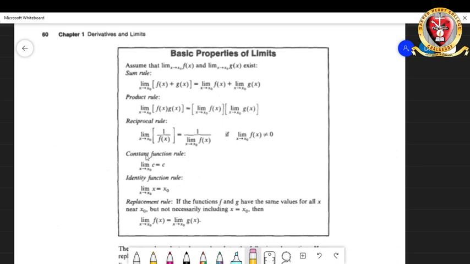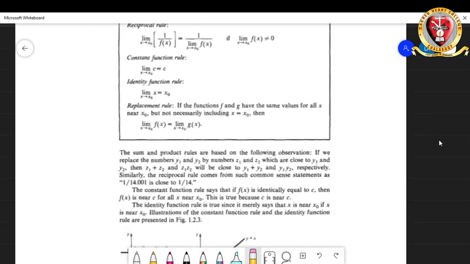Constant function rule says that limit of a constant function will be always the constant. Identity function, limit x tends to x naught, x is equal to x naught. Replacement rule, if the functions f and g have the same values for all x near x naught, but not necessarily including x is equal to x naught. At x naught, it might be different, but values everywhere else is the same. Then limit x tends to x naught f of x is equal to limit x tends to x naught g of x. You can replace f and g.